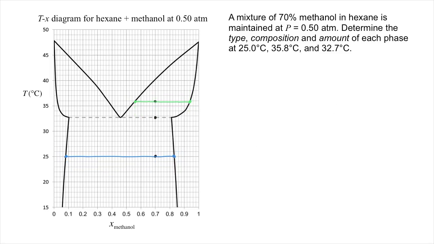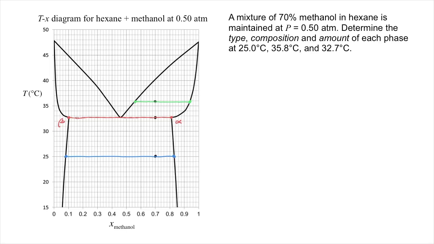Finally, let's also look at T equals 32.7 degrees C, which sits near the heteroazeotrope. However, one problem we have here is that the resolution of the plot is not good enough to tell us whether 32.7 degrees C is slightly above, slightly below, or exactly at the heteroazeotrope. If it is slightly above the heteroazeotrope, we will have two phases, a methanol-rich liquid, alpha, and a gas. On the other hand, if 32.7 degrees C is slightly below the heteroazeotrope, we will have two liquid phases, alpha and beta, and no gas.